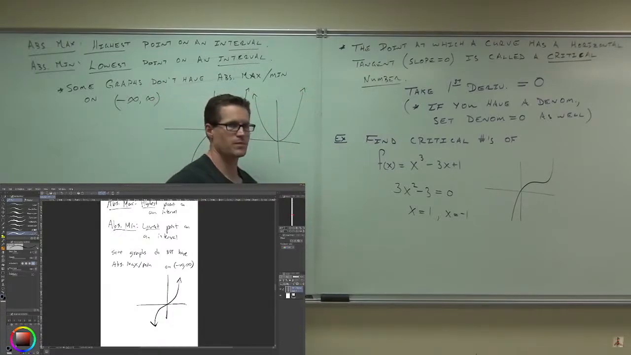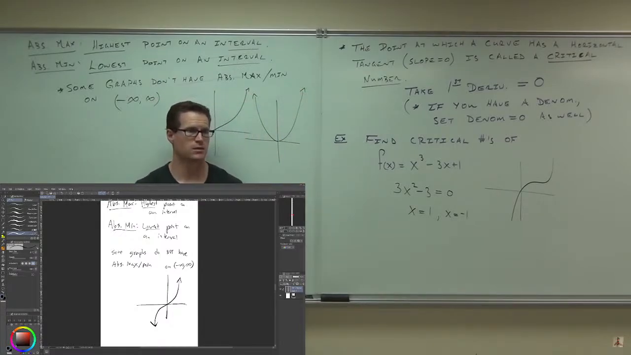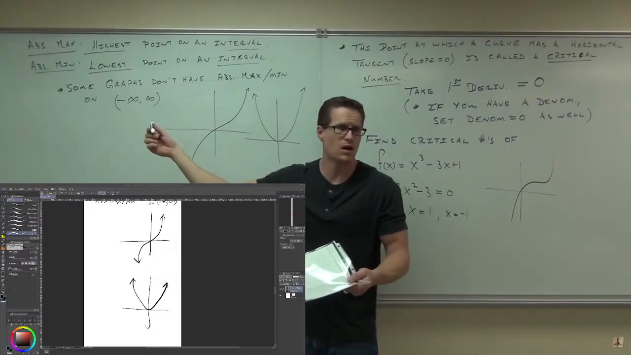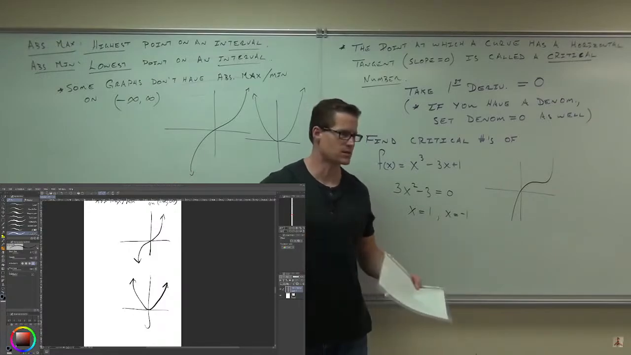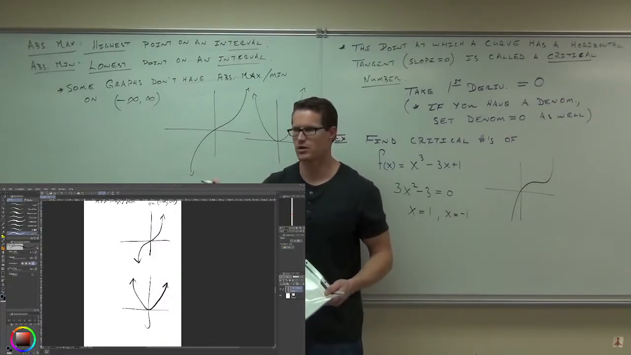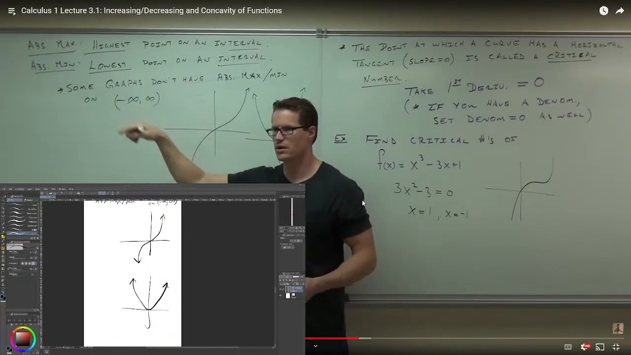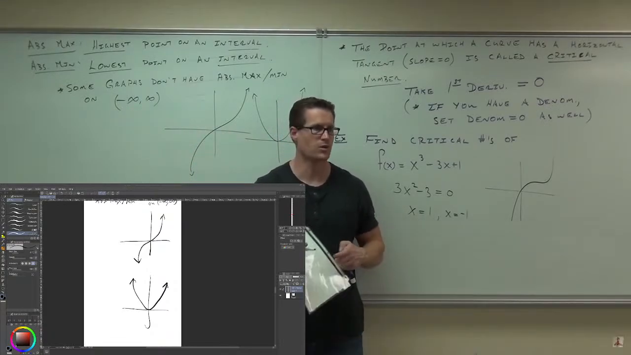Does that have an absolute max? Does it ever reach the highest point? No, it's infinity. Does it have an absolute min? Yeah, it's right there at (0, 0). That does have one. But you'll see, some curves don't have an absolute max or min on negative infinity to infinity. Some do. Most don't. Every polynomial has one or the other, because polynomials go to infinity somewhere or another, right? They're never horizontally asymptotic, so you're always going to get one.